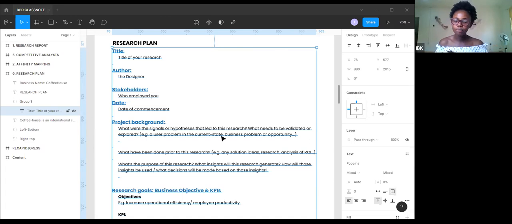Also, what has been done prior to this research? Like I said, as UX designers, we are not just designing new products. Sometimes we are trying to improve on an existing product. So that's where this comes in. Is there any research that has been done before? If a product is existing, it means that there is already research on ground, something that can also help improve your research, because you know what is being done, you know what is now needed, so you know what to do.